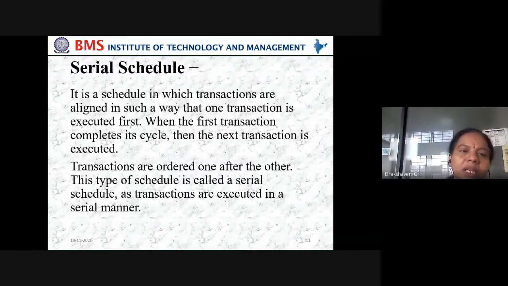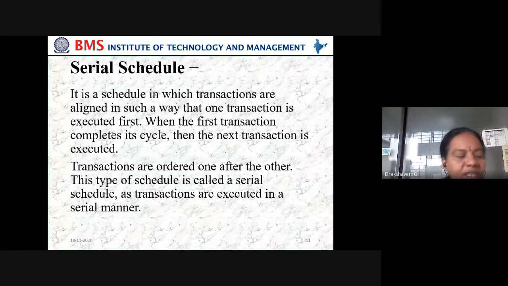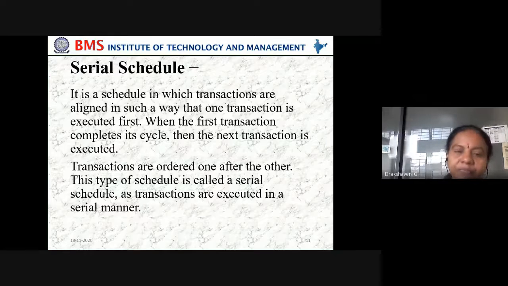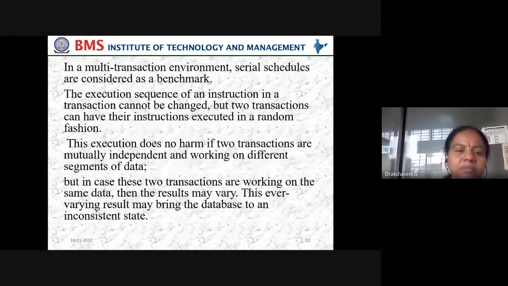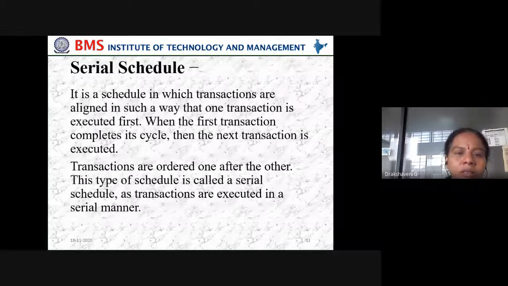Then what is a serial schedule? It is a schedule in which transactions are aligned in such a way that one transaction is executed first. When the first transaction completes its cycle, then the next transaction's execution can start. So the transactions are ordered one after the other. This type of schedule is called a serial schedule, as the transactions are executed in a serial manner. We'll stop here and continue in the next class.